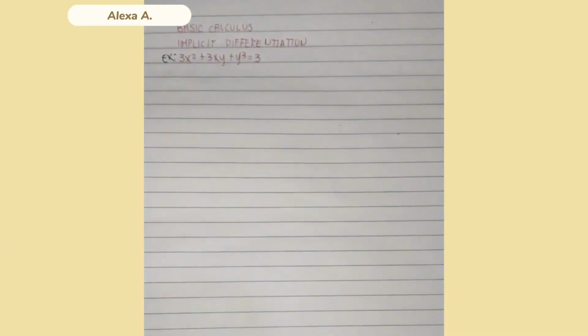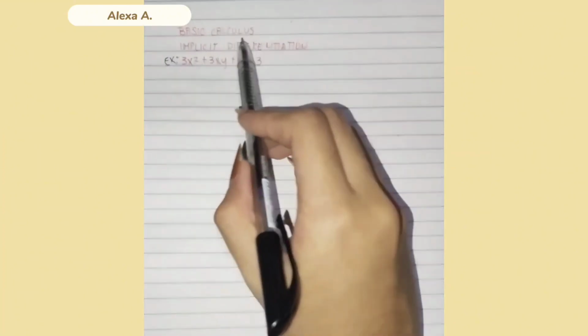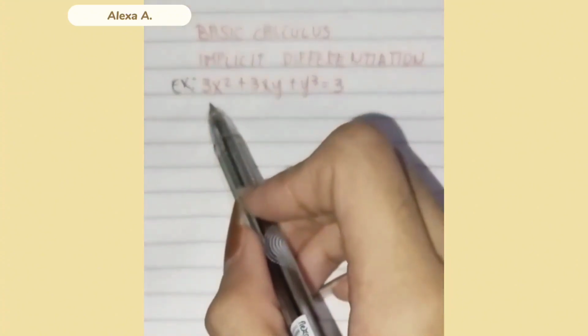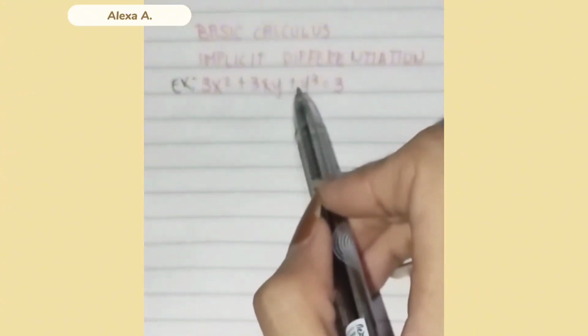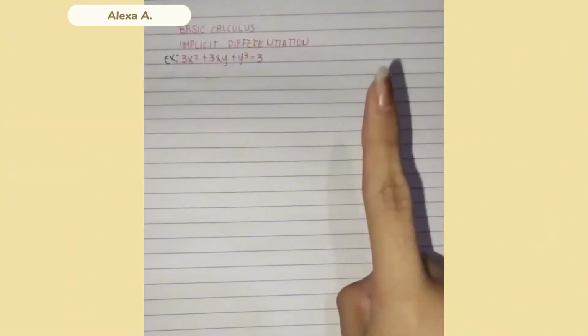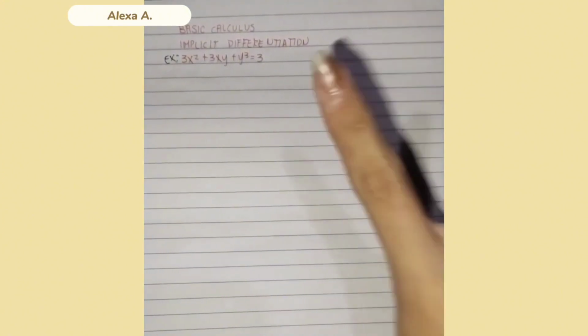Now, let's move on to the second given. Guys, so our topic for today is implicit differentiation, basic calculus. Here we have an example of 3x squared plus 3xy plus y cubed equals 3. So the first step of implicit differentiation, differentiate both sides with respect to x. And the second step, isolate all dy over dx terms on the left side.